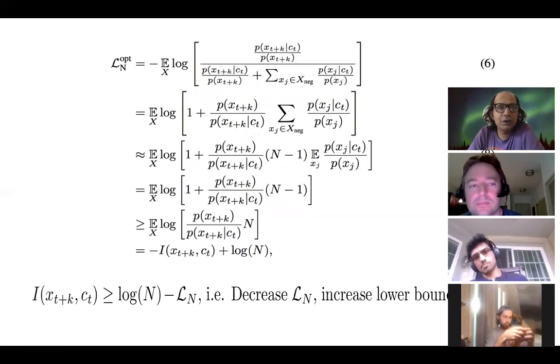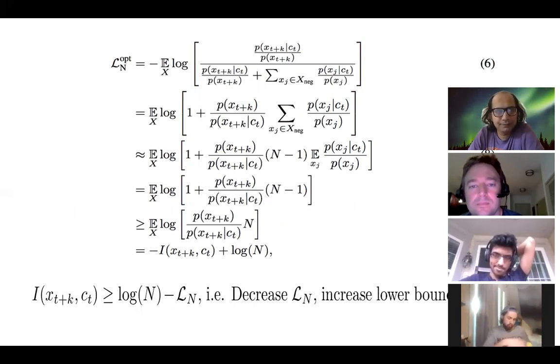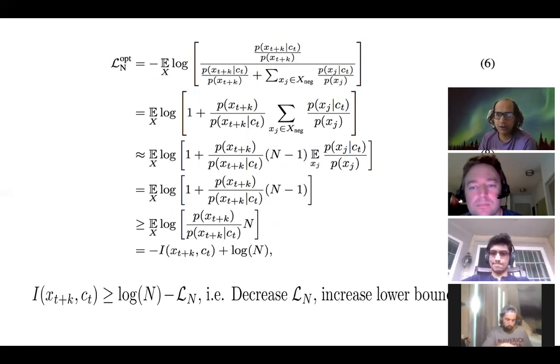And they have shown that with this noise contrastive estimation loss, they are increasing the lower bound of the mutual information between the current context and the future sample. That is, if they decrease this loss, it means they are increasing the lower bound of the mutual information between the current context and the future sample. Does it make sense?